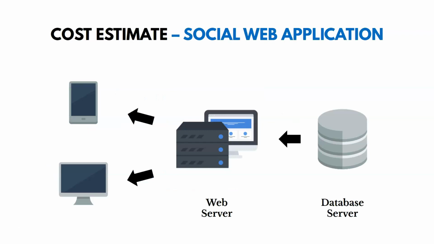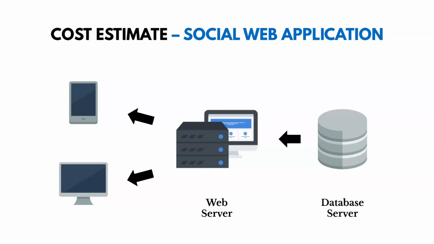Okay, and here's an example of an estimate that we might come up with. Maybe we're developing a social web application. We may need to look at the cost of storing the data in a database, the cost of a web server, and the cost to develop applications for desktops and mobile devices. Those could be all potential parts of a cost estimate that we come up with for a social web application.